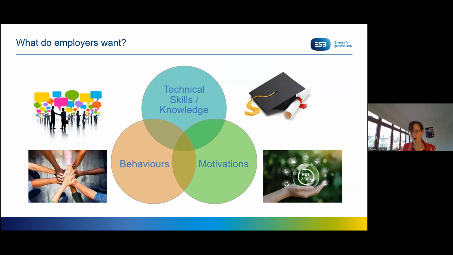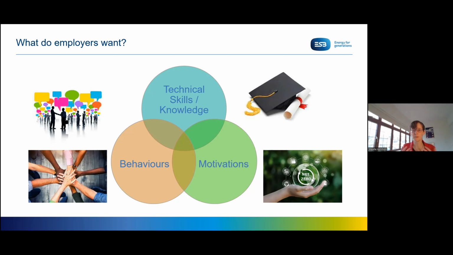So overall, when we're recruiting, what are employers looking for? We're looking for technical skills and knowledge, which is the qualifications that you guys make sure that they all have. Then we're looking for the right motivation as well. So I've put the net zero bubble up there because in ESB, that's what we're driven to do. Our strategy is to be at net zero by 2040. And we need that the people who join us are committed to that and are going to work with us on that. And then we need the behaviors, the transversal skills.